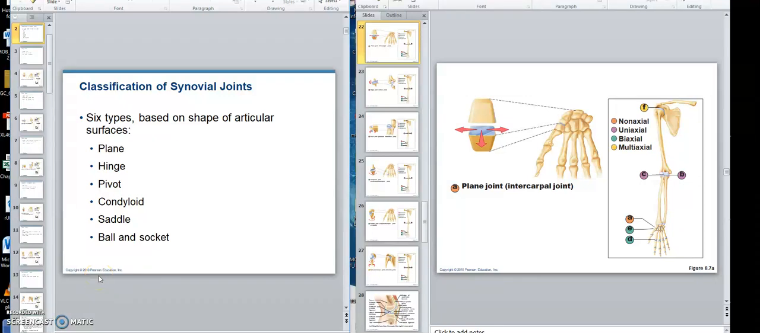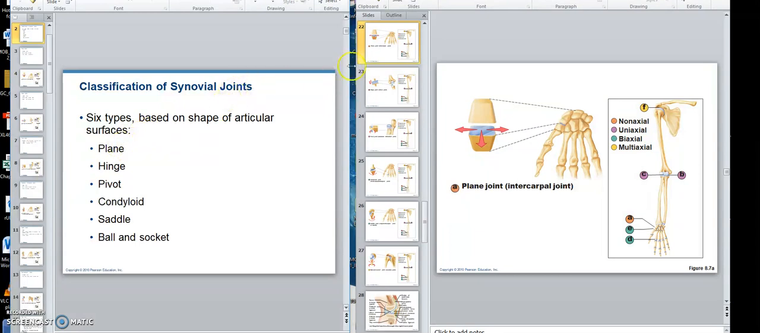Okay, class, I'm in my Articulations 2 PowerPoint. The one I had before I was going through was the Articulations 1. All right, let's just kind of talk about a few things. This is the classification of synovial joints based on the shape of the articular surfaces. In other words, what is the congruence of shape between the two bones?